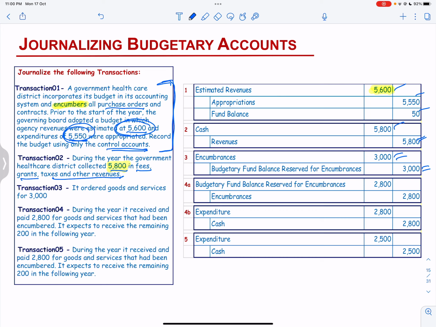The appropriated amount of 5,550 is what they can spend. Rather, this is the maximum amount they can spend, and from this they have already placed an order of 3,000. So we have recorded a budgetary fund balance reserve for encumbrance, and the balance left for our appropriation will be 5,550 minus 3,000, that is 2,550.